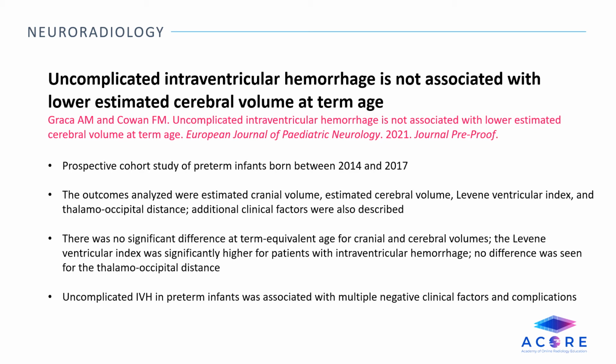Uncomplicated intraventricular hemorrhage is not associated with lower estimated cerebral volume at term age. This is a prospective cohort study of preterm infants born between 2014 and 2017. The outcomes analyzed were estimated cranial volume, estimated cerebral volume, Levine ventricular index, and thalamo-occipital distance. Additional clinical factors were also described.